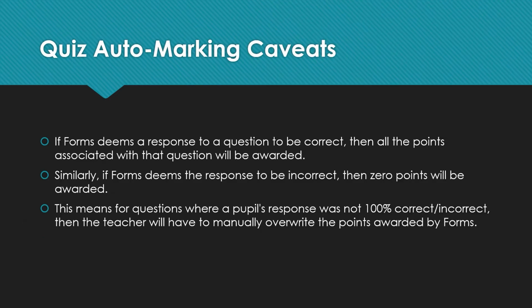As mentioned, there are some caveats to the quiz auto-marking feature within Microsoft Forms. If Forms deems a response to a question to be correct, then all of the points associated with that question will be awarded. Similarly, if Forms deems the response to be incorrect, then 0 points will be awarded. This means for questions where a pupil's response was not 100% correct or incorrect, the teacher will have to manually overwrite the points awarded.